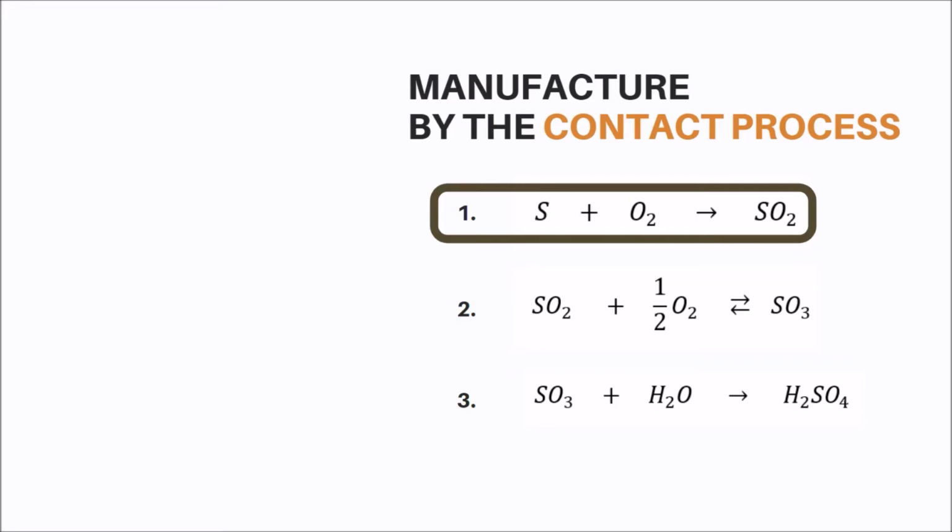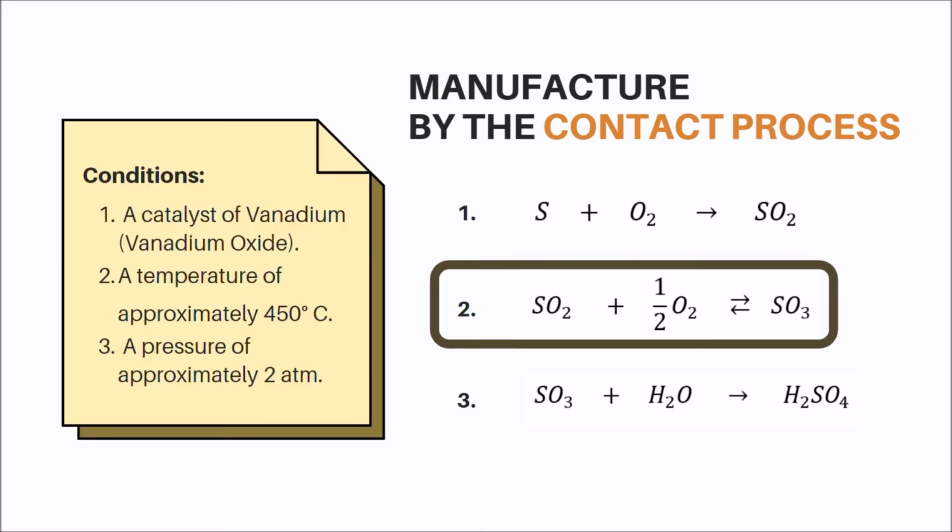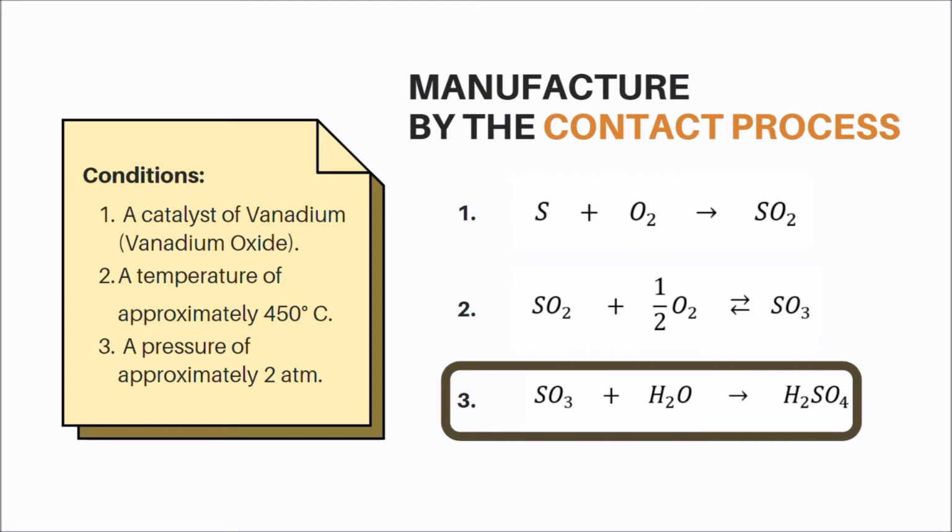Let us now discuss the reactions involved in the contact process. The first step is to make sulfur dioxide. We then take the product, sulfur dioxide, and react it with oxygen to produce sulfur trioxide. For this reaction, however, there are conditions that need to be met: a vanadium oxide catalyst, a temperature of approximately 450 degrees Celsius, and a pressure of approximately 2 atmospheres. For the last reaction, sulfur trioxide is then reacted with water to produce sulfuric acid.